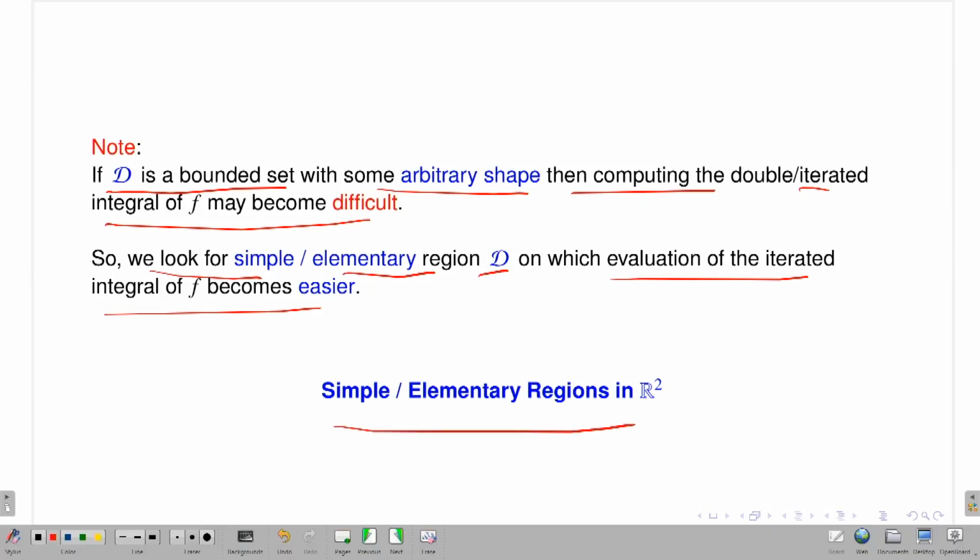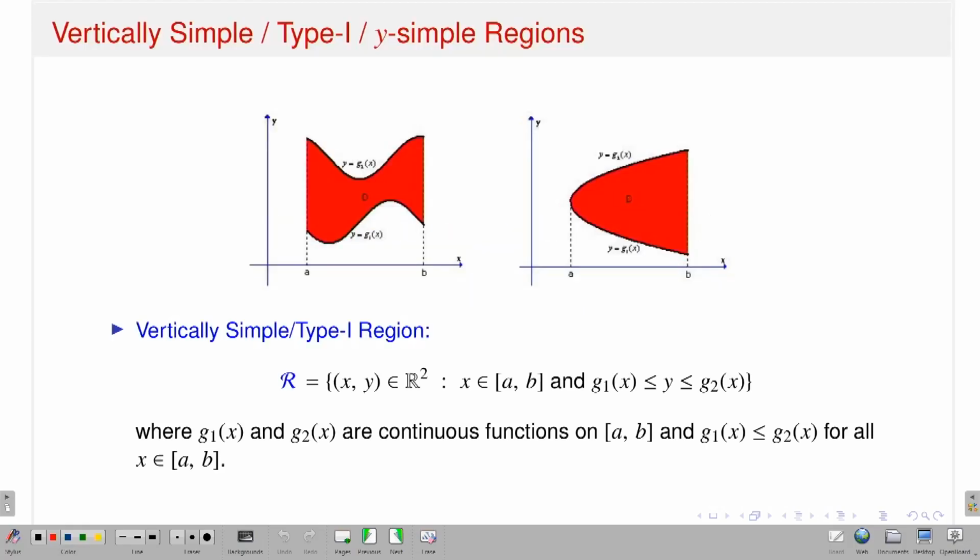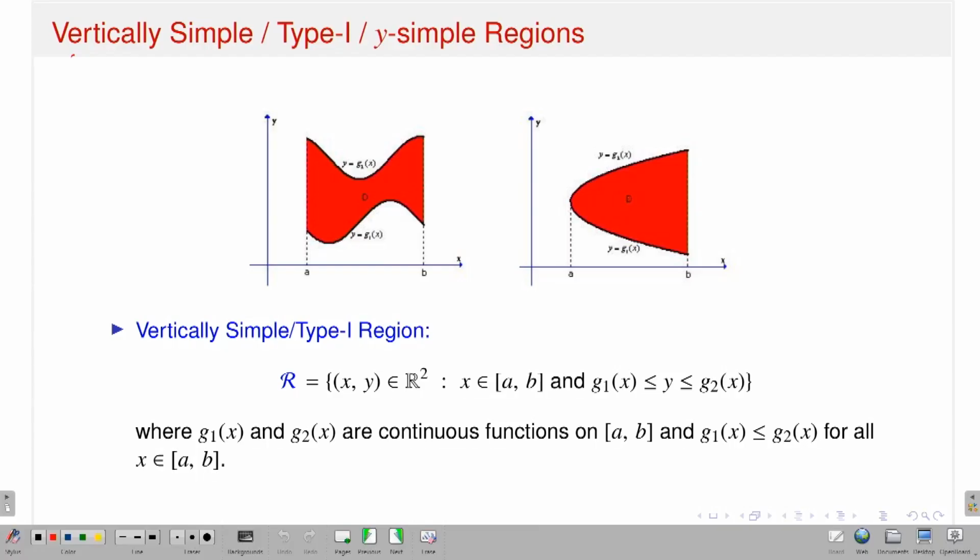Okay. So, I have written simple and elementary regions in R2. Let me just talk about one: the vertically simple region. In my next lecture I will talk about something more. So, this kind of region is a very nice region, right. Look, I have written vertically simple, type 1 or Y simple regions. Okay. So, what is that?